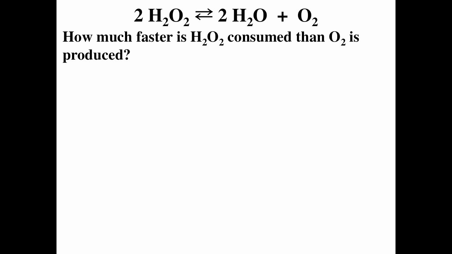We could also ask how much faster hydrogen peroxide is consumed than O2 is produced. One way of doing that is just by looking at it, and you see the coefficient of 2 in front of the hydrogen peroxide and coefficient 1 for the oxygen. So you could say that the hydrogen peroxide should be consumed twice as fast as O2 is produced, and that makes sense.